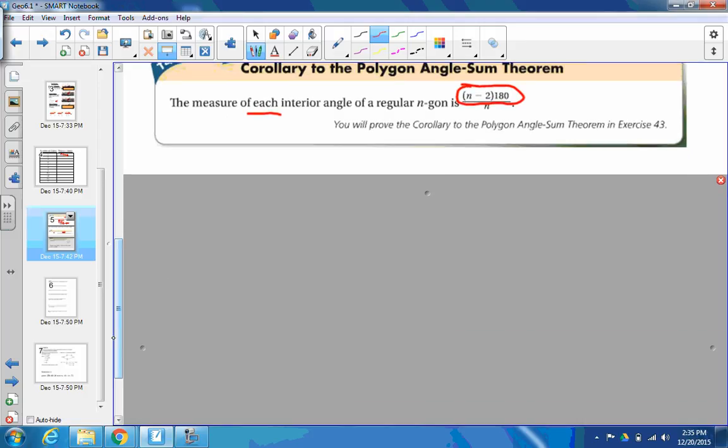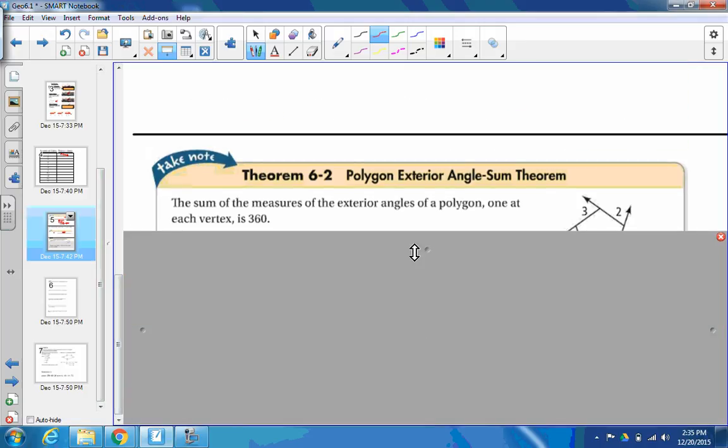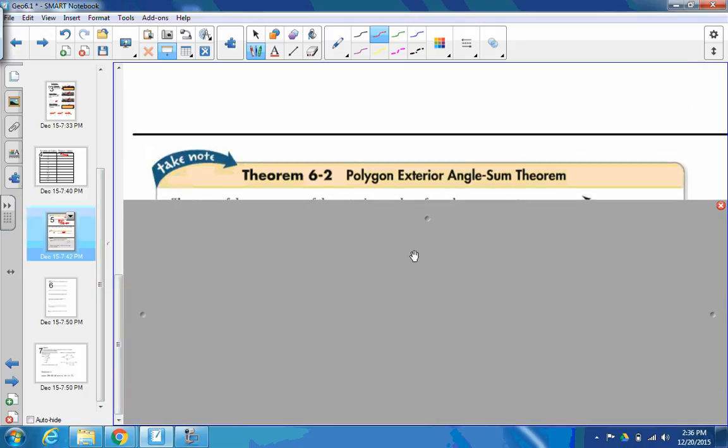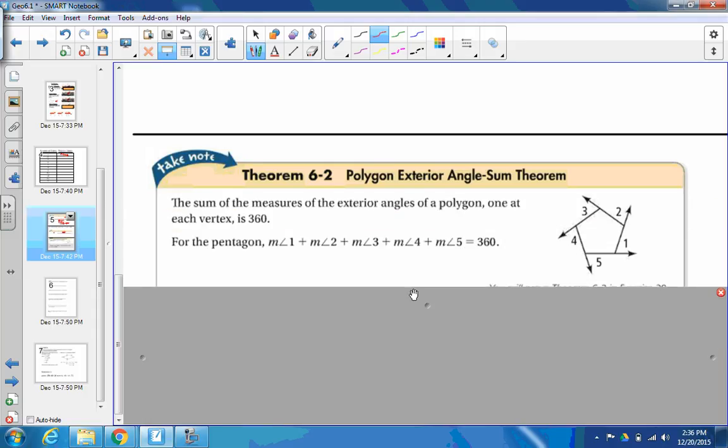All right, we'll do some examples with that. I have one more theorem for you, and this is called the Polygon Exterior Angle Sum Theorem. So we're going to look at the exterior angles. Exterior angles are not the whole piece right here. It's if you were to extend one of the sides, like we have shown in this picture. This one would be an exterior angle, this one would be an exterior angle.